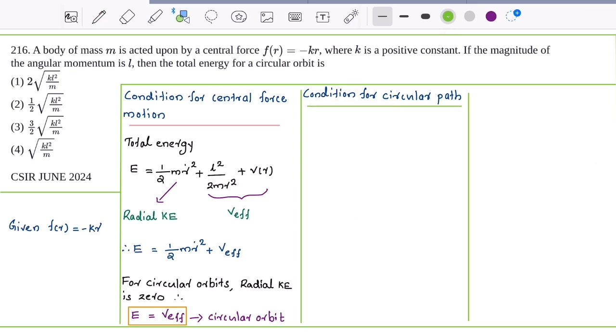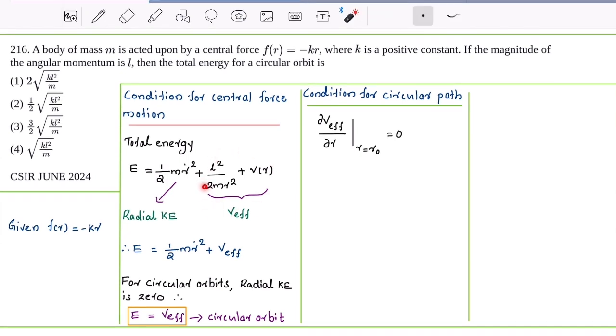Now let us go to the condition for circular path. For circular path, please remember that dou by dou r of V effective at r is equal to r0 is equal to 0. Now what is V effective? This is L square by 2m r square plus V of r. That is, dou by dou r of L square by 2m r square plus V of r is equal to 0. Now differentiate this expression, at r is equal to r0.